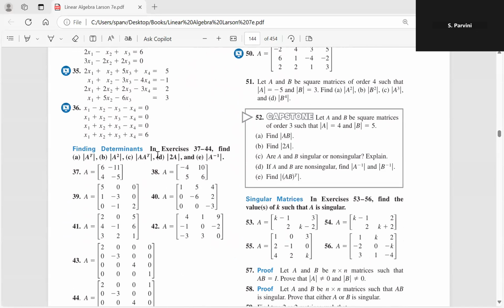In number 40, it says find the determinant of A transpose, A squared, AA transpose, 2A, and determinant of A inverse. Now, we're going to do all of these, A through E, simply by using the determinant of A. Let's see how this is going to work out. First, let me copy the problem. Exercise number 40, determinant of A.